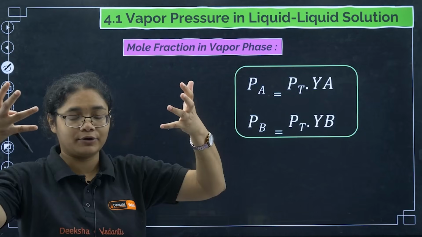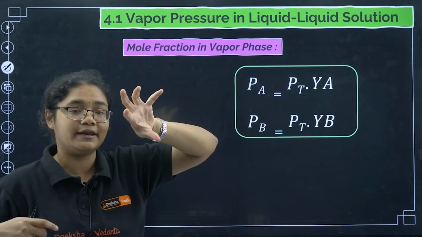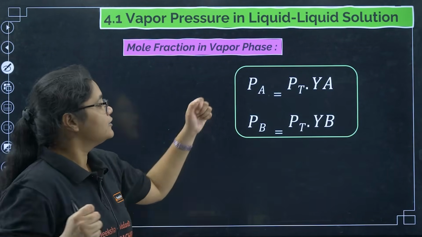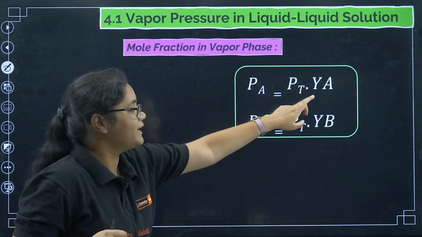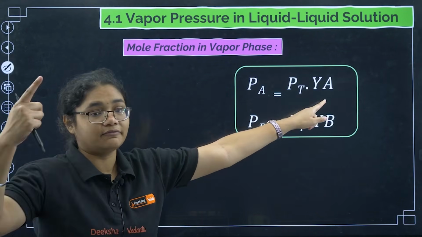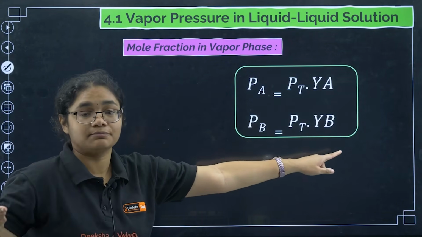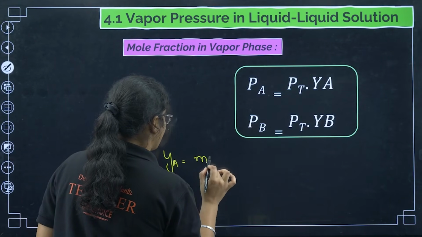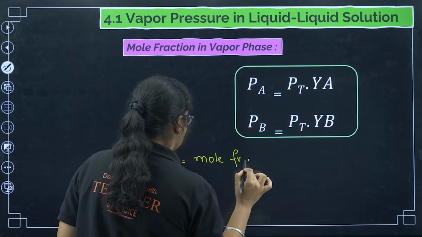Moving forward, we have mole fraction in the vapor phase also. When they have evaporated, there will be vapors of A created and vapors of B created. Its mole fraction can also be calculated. So YA is the mole fraction of A in the vapor phase, YB is the mole fraction of B in the vapor phase.